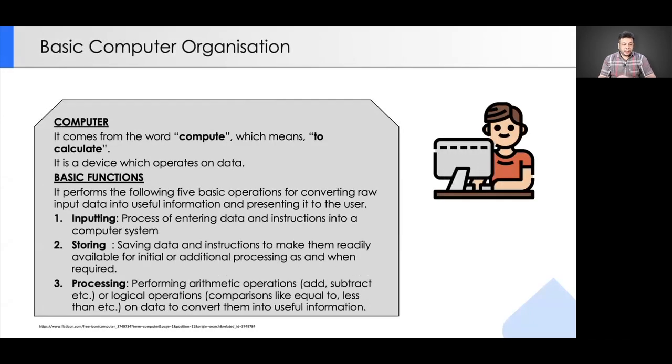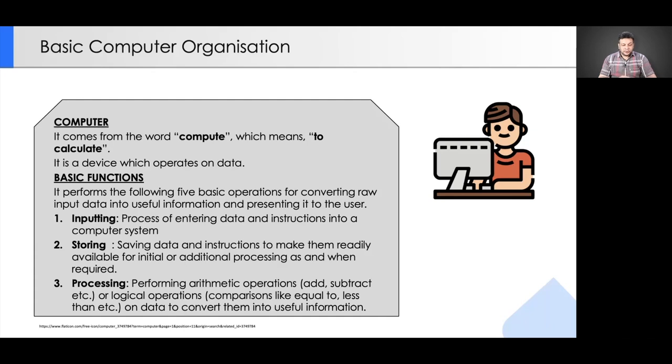We know that a computer is any device that can perform certain tasks. They are quite a lot faster than humans. If I simply try to define it, the word computer has come from the Latin word compute, which simply means to calculate. It is a device that operates on various data and has various functions.